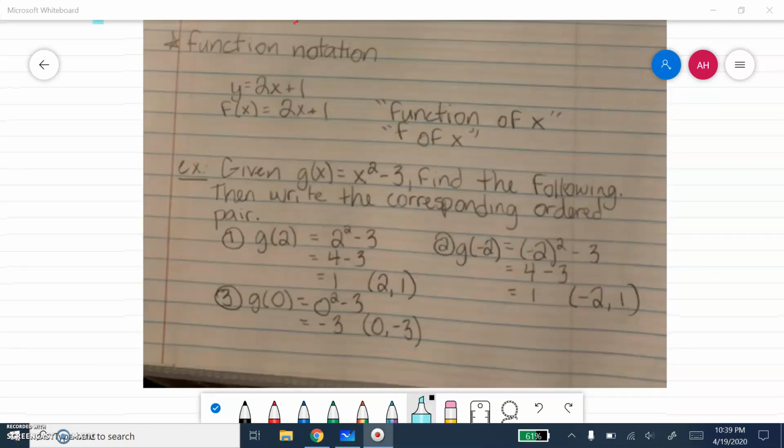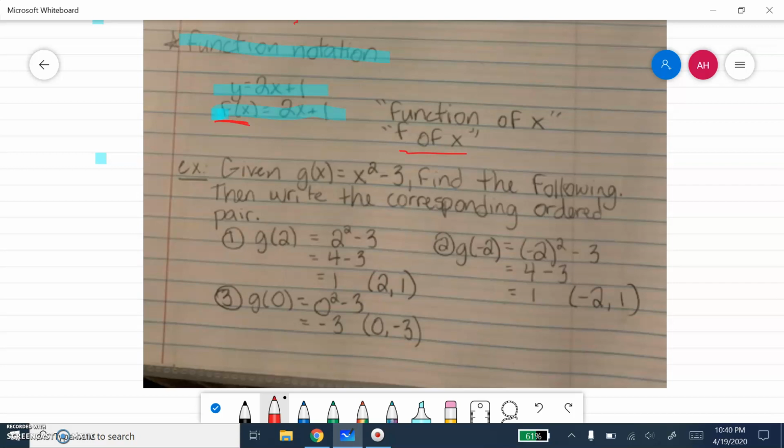Okay, the next thing we're going to look at is what's called function notation. So you can write a function. Let's say we have this line y equals 2x. Well, you can rewrite that with this f parentheses x. So what that means is f of x. You read it f of x. It's not f times x right here. You read that as f of x, and it's called a function of x.